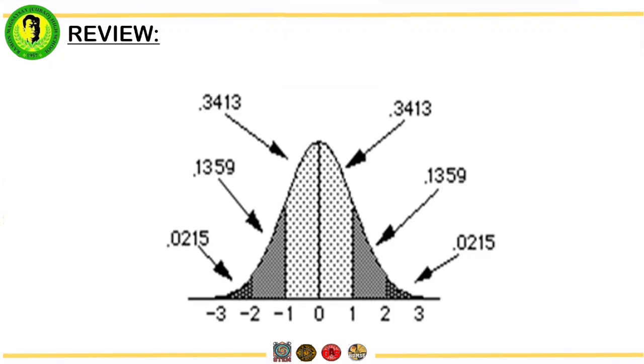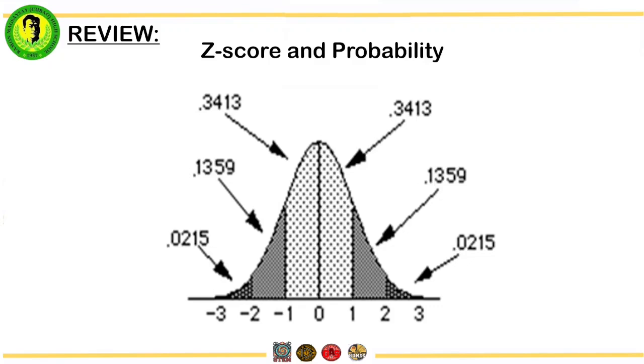Again, a z-score is a measure of how many standard deviations a data point is away from the mean of a distribution. So it's either above the mean or below the mean. The mean is 0 because it is standardized. If it's above the mean, the z-score is positive. If it's below the mean, the z-score is negative.